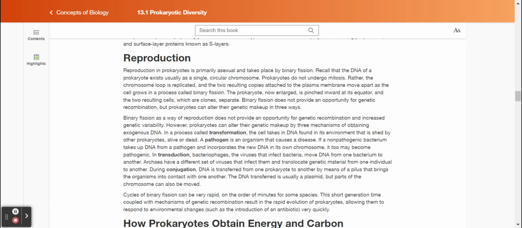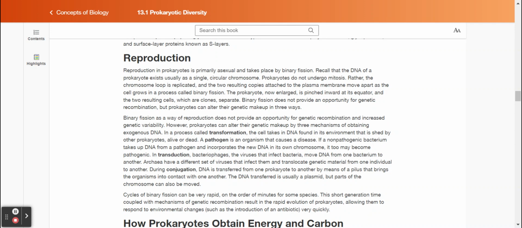Archaea have a different set of viruses that infect them and translocate genetic material from one individual to another. During conjugation, DNA is transferred from one prokaryote to another by means of a pilus that brings the organisms into close contact with one another. The DNA transferred is usually a plasmid, but parts of the chromosome can also be moved.